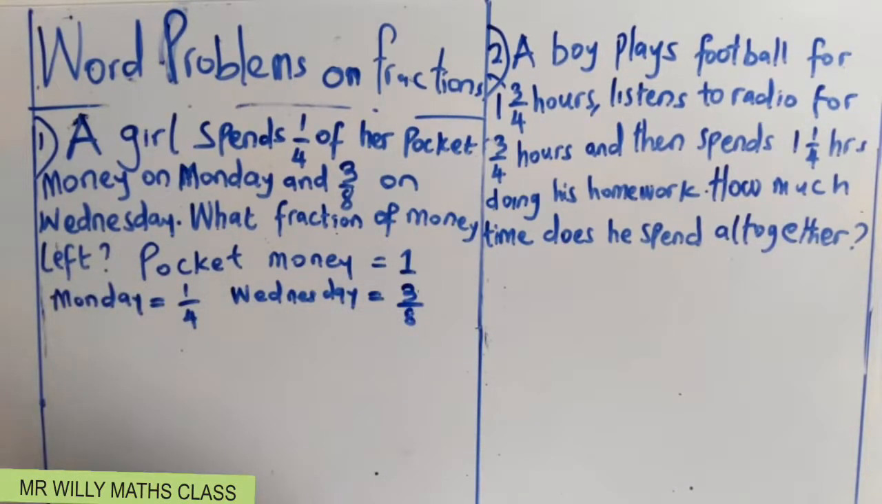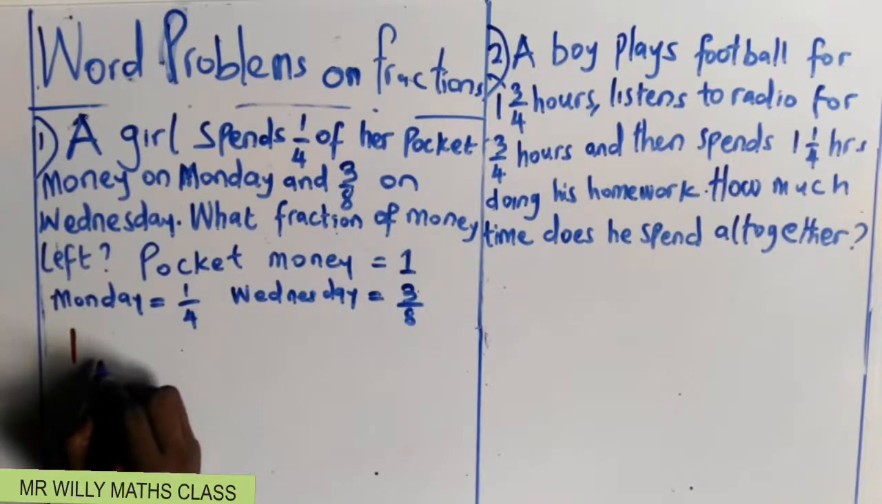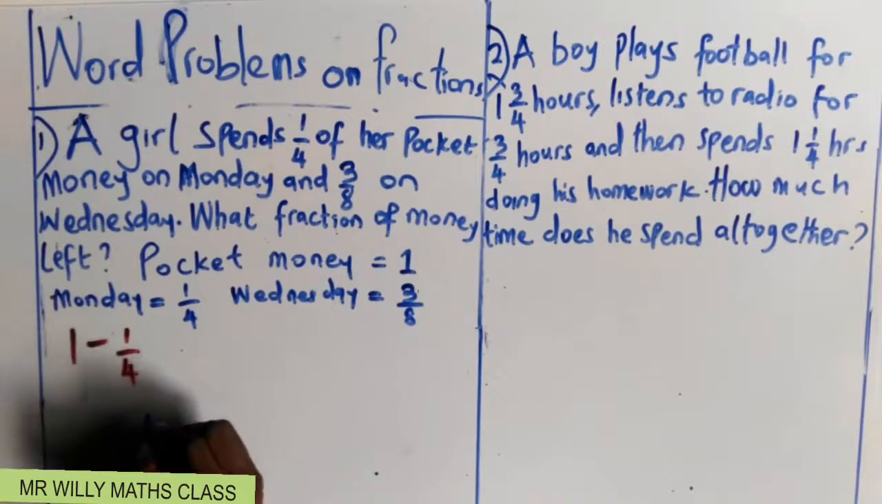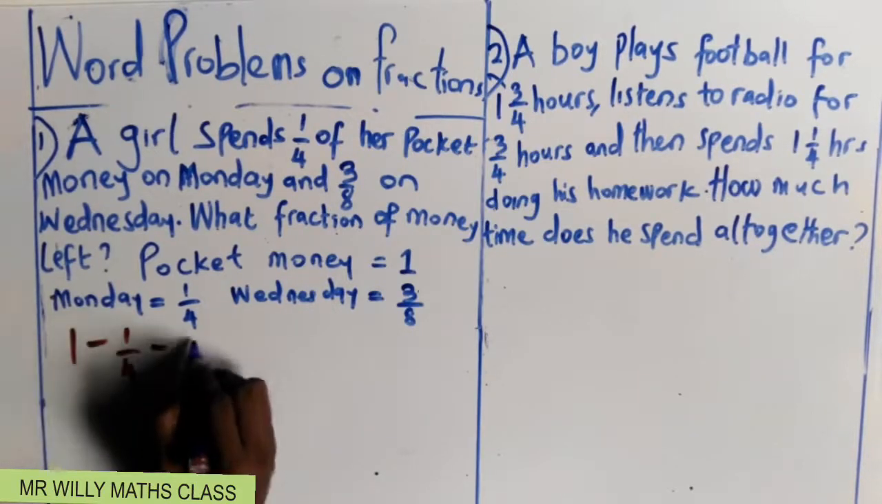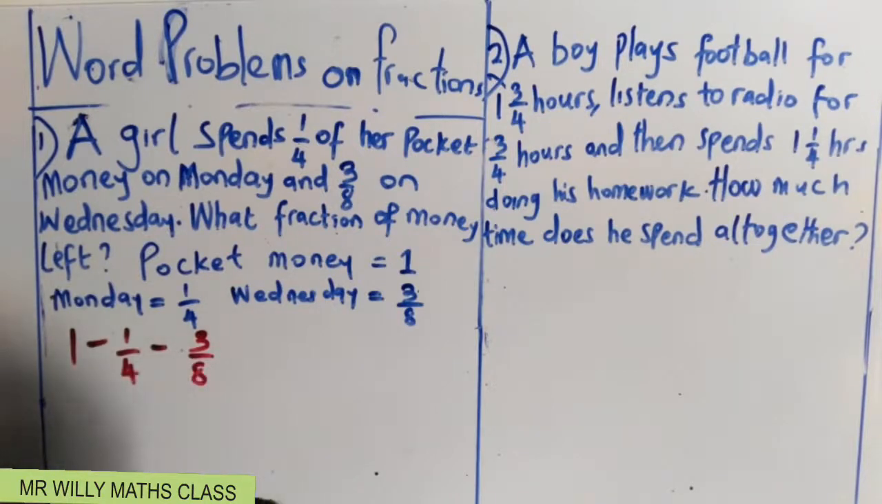The fraction that is left, what we need to do is subtract the fraction of the money that she spent on Monday and Wednesday from the total amount of money, which is 1. So what we have is 1, which is the total pocket money that we assumed, minus 1/4, the fraction she spent on Monday, minus 3/8, the fraction she spent on Wednesday.